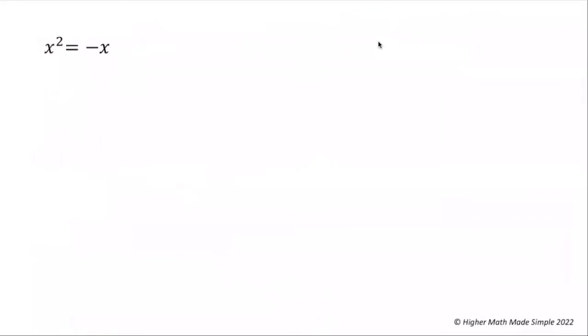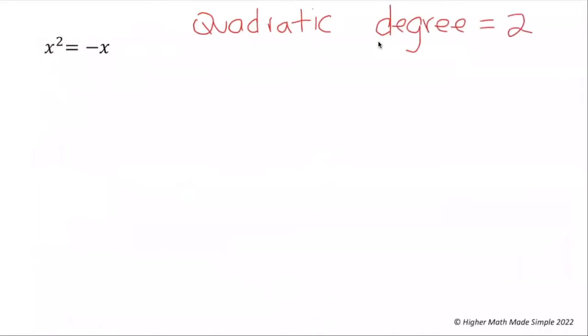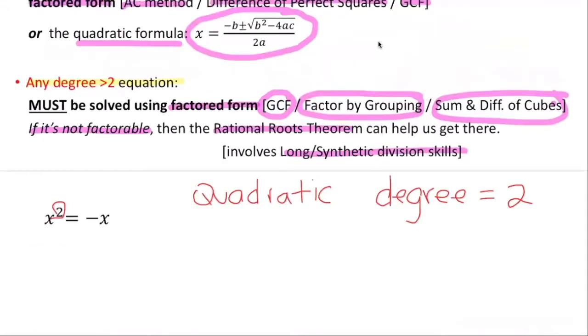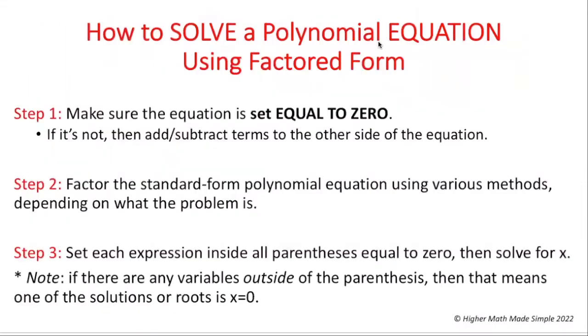So here we have a degree 2 or a quadratic equation. How do I know that? Because the degree, as I said before, is 2. The highest exponent is 2, right? So first step, I'm going to be going up on this slide a lot. I've broken it down into 3 simple steps.